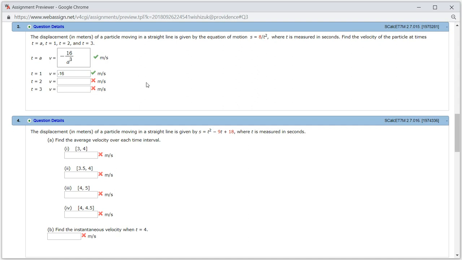We got that. So I'll let you finish the t equals 2 and the t equals 3 cases. All you have to do is replace a by 2 or 3. That's it. I hope that this was clear.